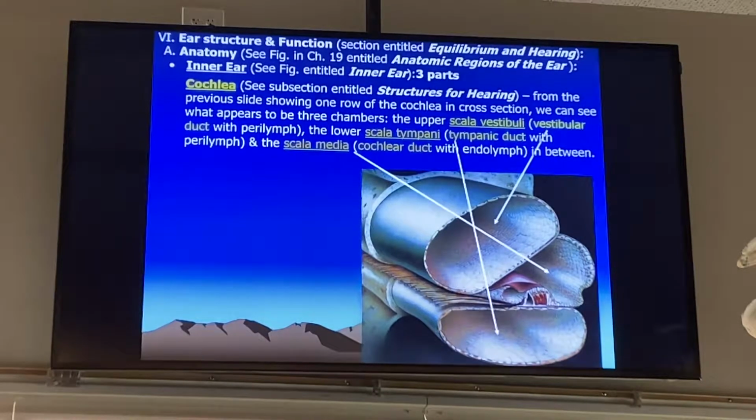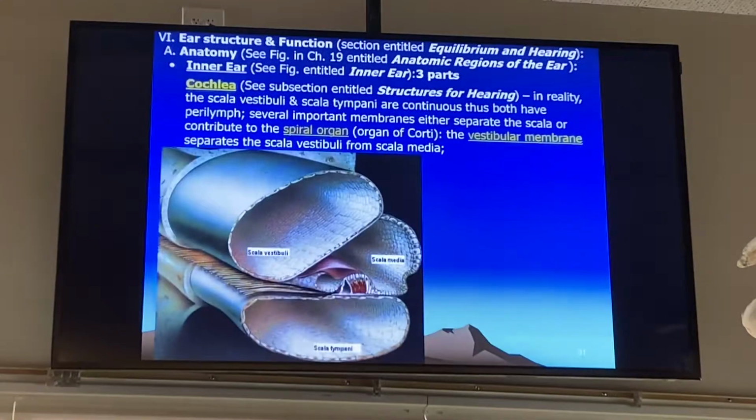Notice that thin membrane that's separating the scala vestibuli from the scala media is simple squamous. That's it, in a basement membrane. And that's that thin vestibular membrane. Everybody got this slide? Everybody got this? And there's the vestibular membrane right there.